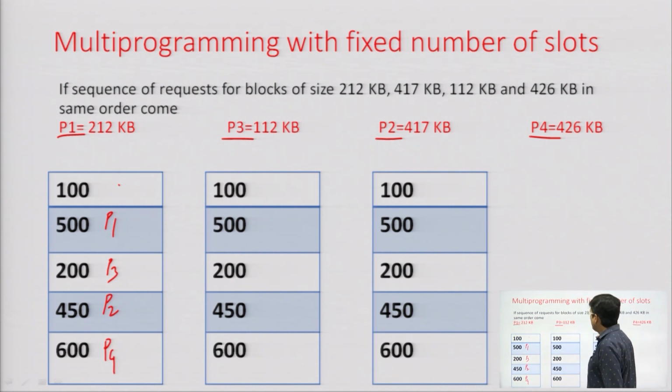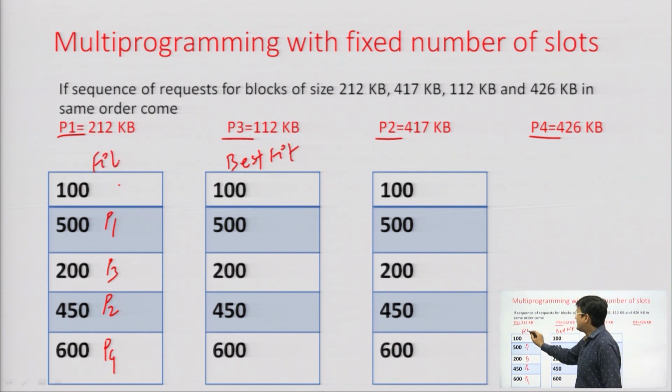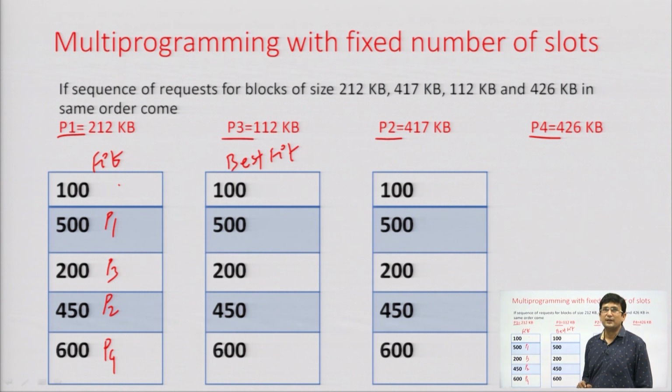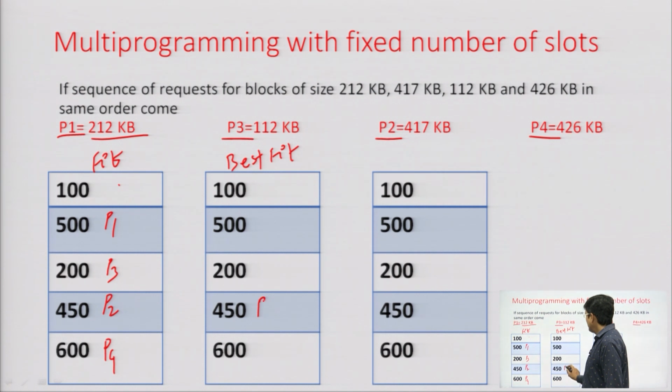Now, let us look at the best fit scheme. The best fit scheme says that we should find out the partition which gives us the minimum fragmentation or minimum wastage. So, the 212 size process will go in the 450 size partition. P1 will go here because this is the minimum wastage. Although it can get accommodated in 500 and 600 also, the minimum wastage is in the 450 size.